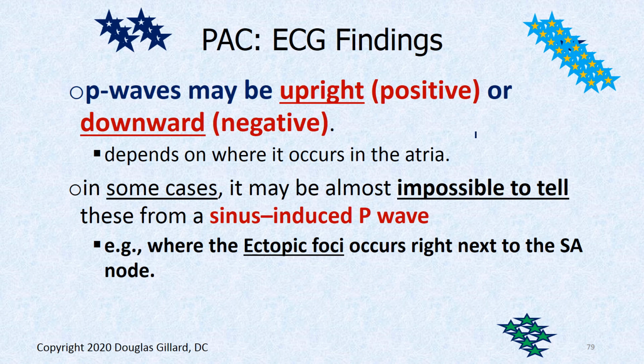In some cases though, what if a PAC occurred right next door to the SA node? Then it would be really hard to tell. It would look like a sinus heartbeat. It would be hard to tell the difference on that.